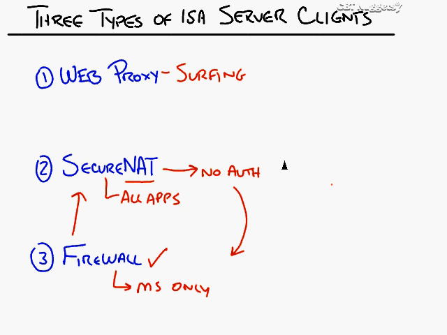My friends, that is all there is to the ISA server clients. To review, the web proxy client, good for surfing only, mainly if people just use web browsers to access the internet. SecureNAT, most common client out there because it's very easy to deploy. It is vendor specific. It doesn't have to be Microsoft. And it works with just about all applications that run on the network. The only problem is it has no user authentication. That is resolved with the firewall client, which has the user authentication, but has the disadvantage of working only on a Microsoft operating system. Windows only can use this firewall client.